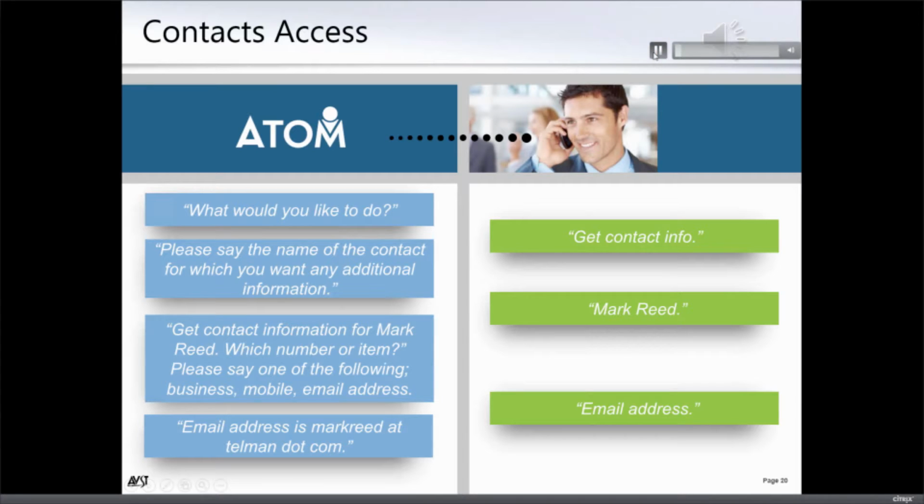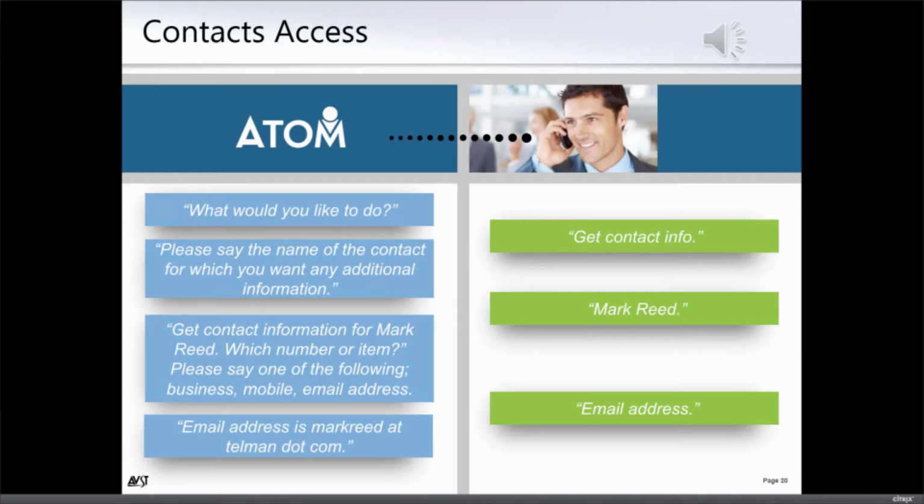What would you like to do? Get contact info. Please say the name of the contact for which you want any additional information. Mark Reed. Get contact information for Mark Reed. Which number or item? Please say one of the following: business, mobile, email address. Email address. Email address is markreed@telman.com.